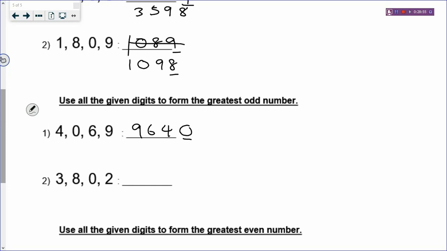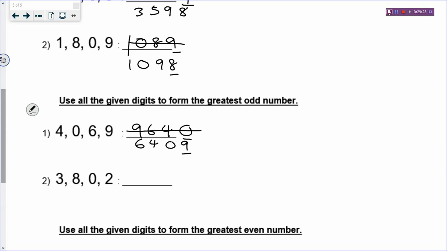Which digit is odd? The 9. The 9 is odd. So you have to push the 9 all the way to the back, and your 6 bring to the left, 4 shift to the left, 0 shift to the left, and the 9 will be at the back already. So that's how you make the greatest odd number, because the last digit is now odd. So the whole number has now become an odd number already.